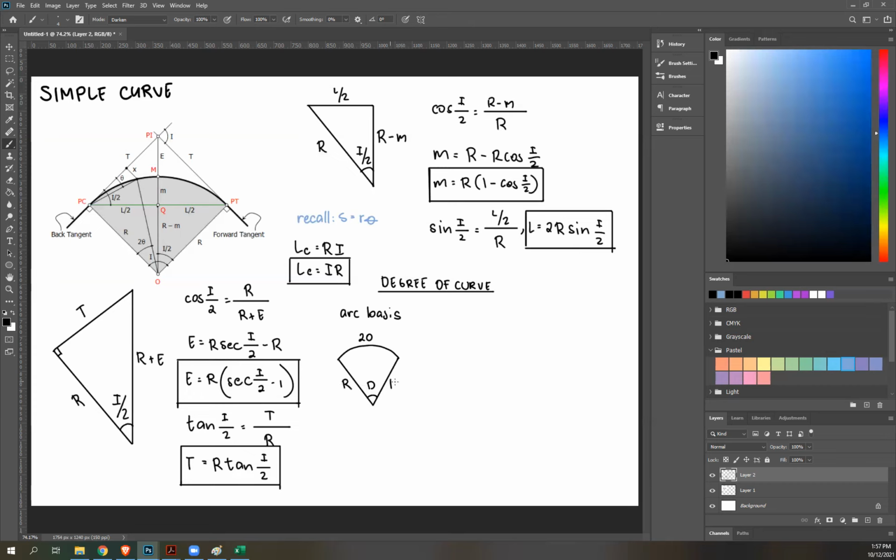Okay, so this is R, this is R. So we're going to take a 20-meter length of the curve. Okay, for example, this length is 20, and then we're going to figure out the angle subtending that. Okay, and then to solve for that, you can just use this, S equals R theta. S is 20, R D. Okay, theta is D. So that's how to get degree of curve using arc basis.